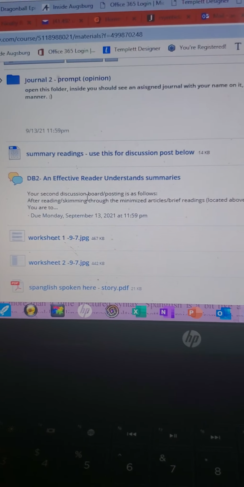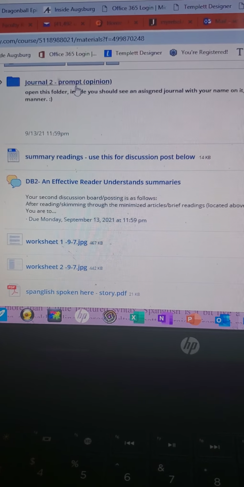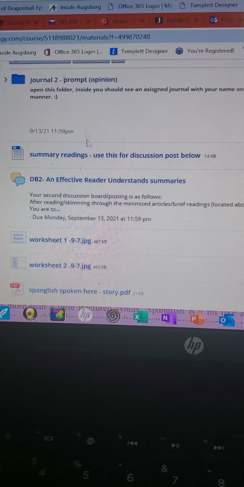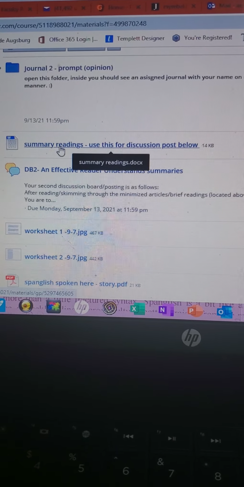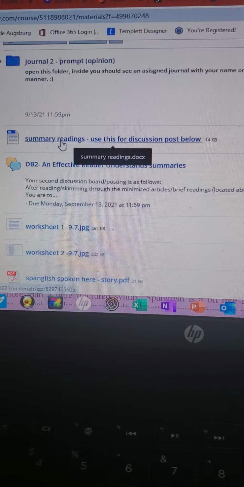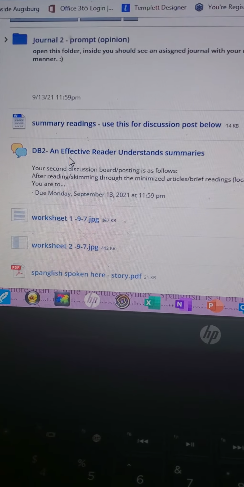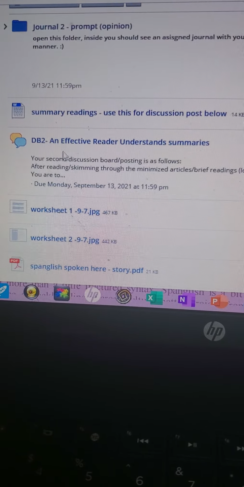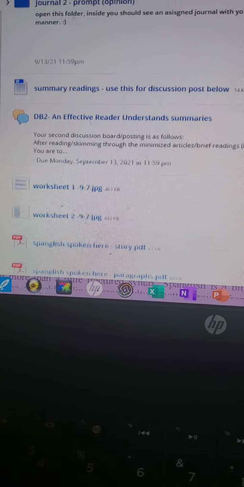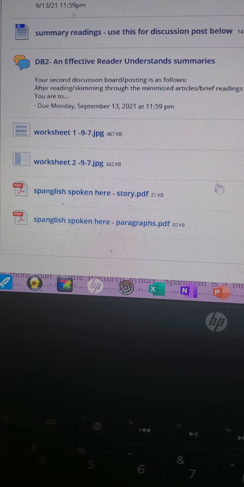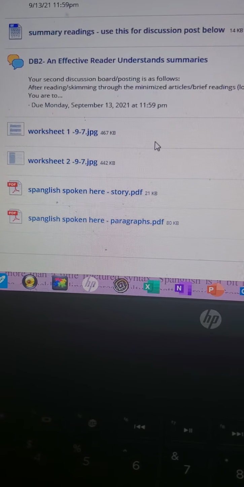So when people ask me, what are we doing this week? We are writing in our journal. We are finding and looking at summary readings of our choosing. We're writing 2 summaries of them in discussion board number 2. And if you choose to do so, you're more than welcome to go through these worksheets and follow along.